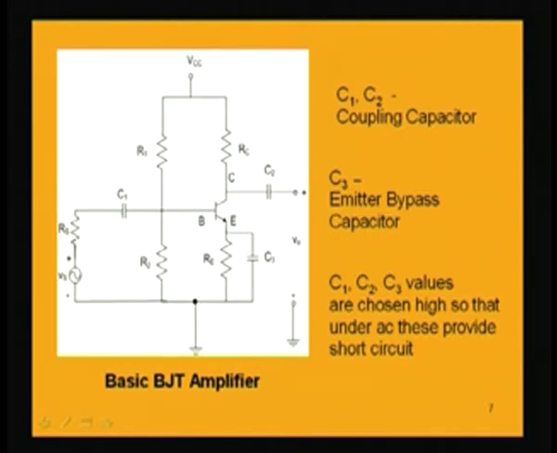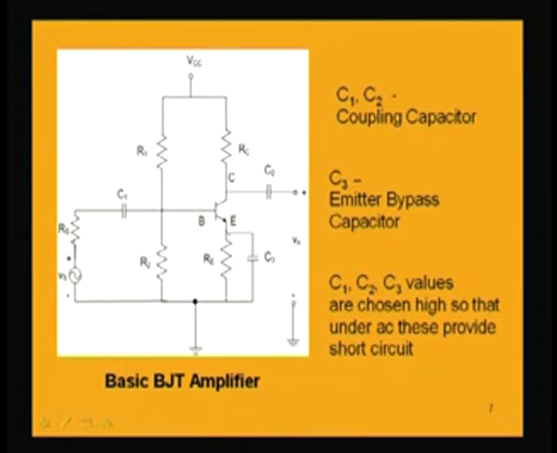And moreover, this C3, which is called an emitter bypass capacitor, is the capacitor which bypasses the signal present here to pass through this capacitor, and it is bypassing this resistance, because we will be later observing this fact that because of the presence of this resistance Re, which is a part of the biasing scheme, the voltage gain of the amplifier is actually reduced.